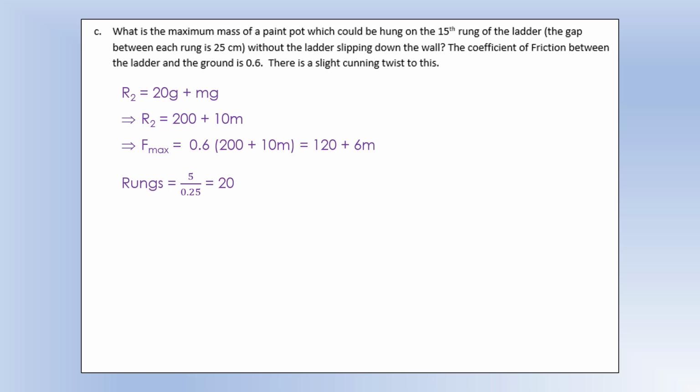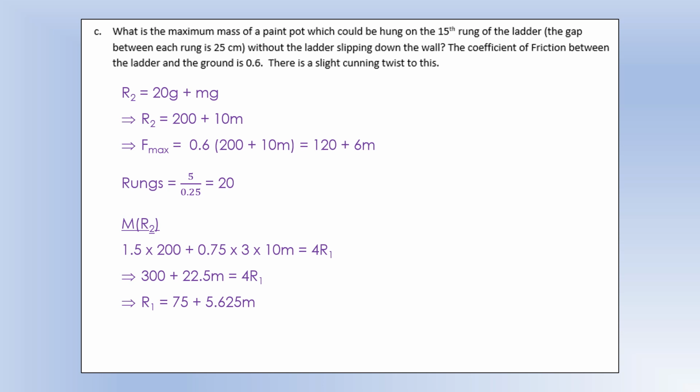We can also figure out how far up the ladder the paint pot is. If there's a rung every 25 centimeters, 5 meters divided by 0.25 gives us a total of 20 rungs, so it's 3/4 of the way up the ladder. So I'm going to make the pivot the base of the ladder, and take moments about the base of the ladder. So the moment of R2 and the moment of friction is 0.